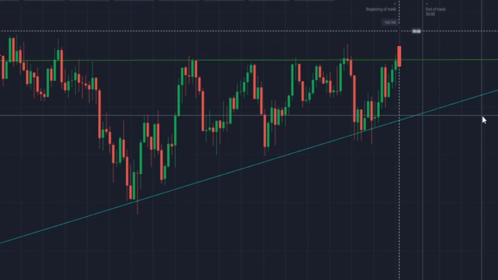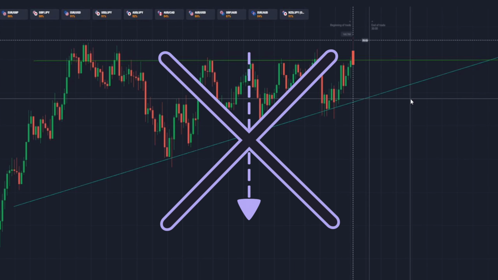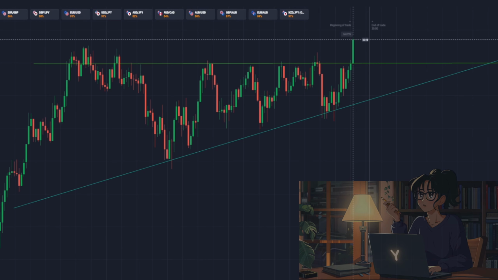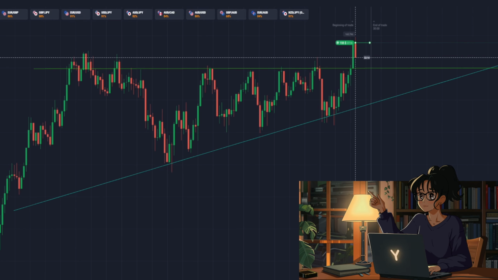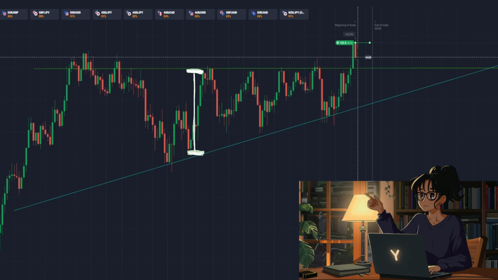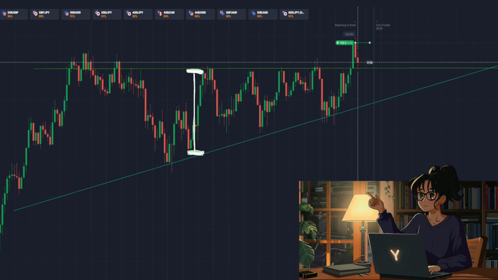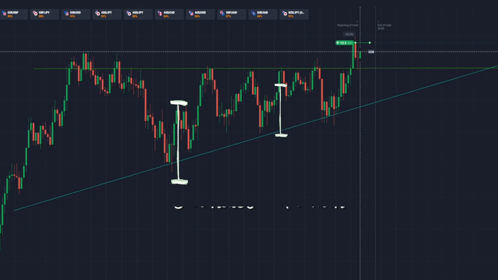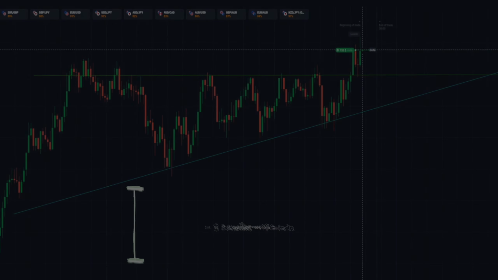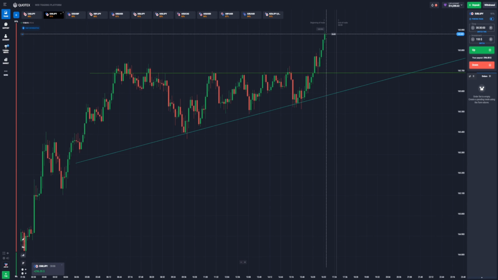If that happens, you wait. Let price drop to the next support, and only then, open your trade with the trend. We don't trade against the trend. Now the big question, how long should your trade be? It's simple. Count how many candles fit between the resistance level and the trend line. And that's your expiration time.